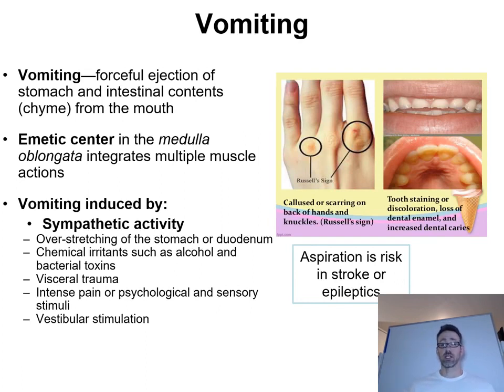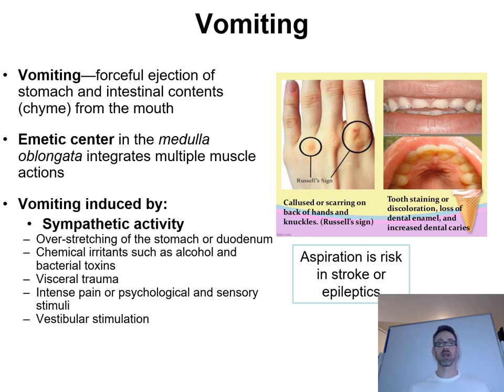So that's essentially the direction we're moving in, away from the oropharynx, and that's the way the digestive tract is built, to essentially move everything away from it. But we can reflexively have vomiting, and vomiting would be the reverse of that, where we're using peristalsis in a reverse direction and forcefully ejecting some of the intestinal contents, like chyme, from the stomach into the mouth and outward, right? So we have what we call in our brains an emetic center in the medulla oblongata, and that integrates multiple muscle actions to promote vomiting.